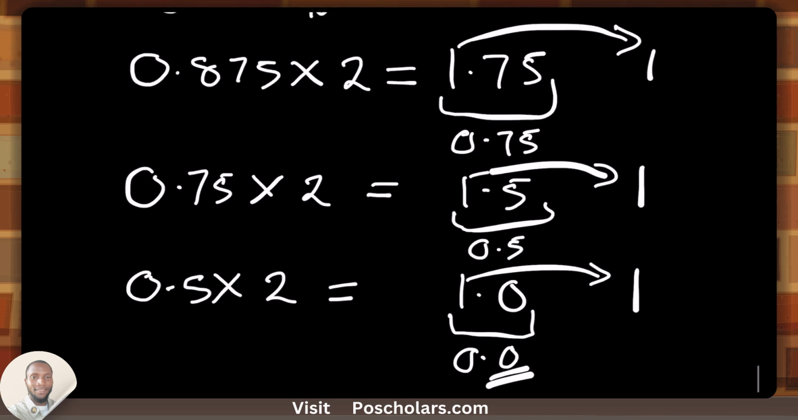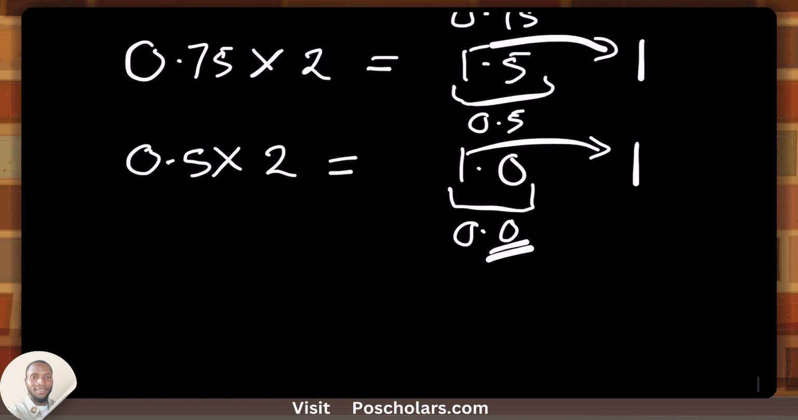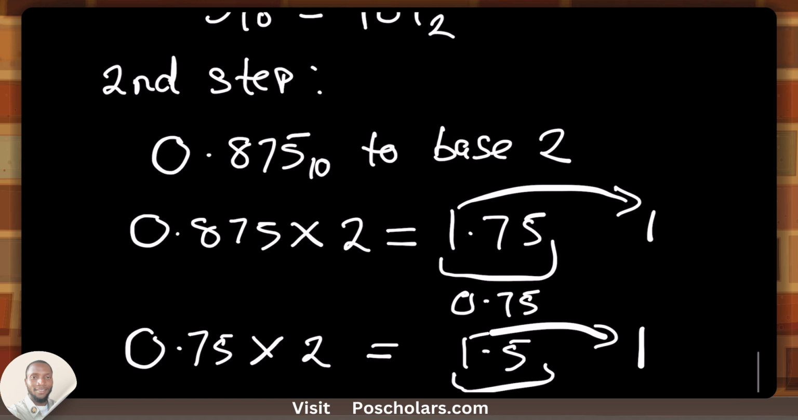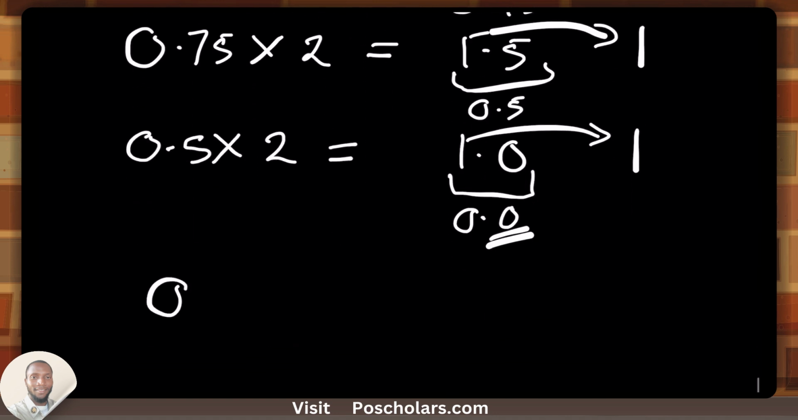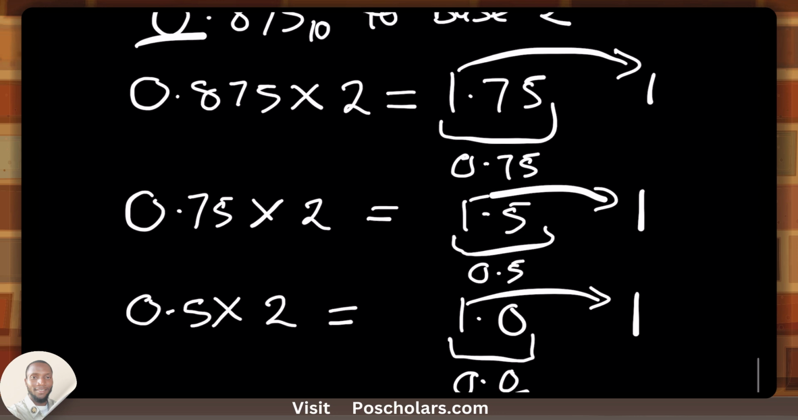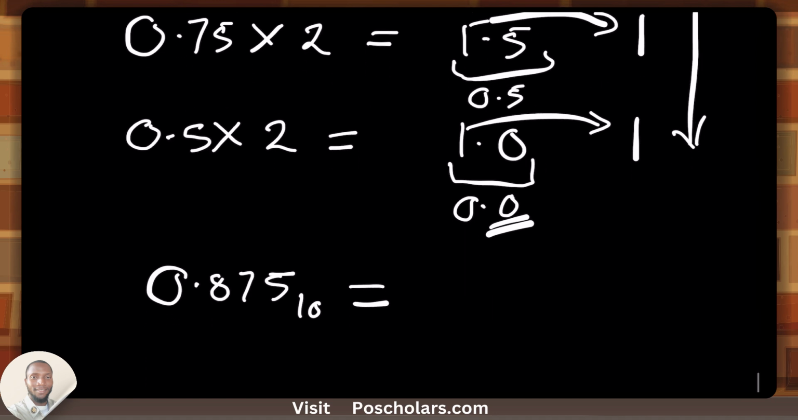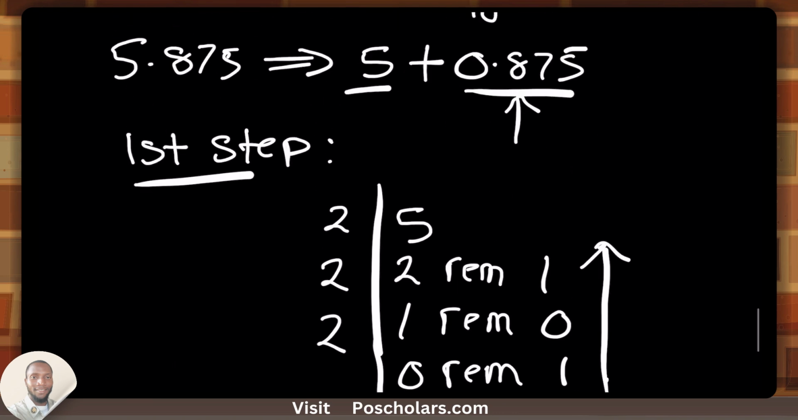So it's now 0. How do you present your answer? You present your answer by saying, what's the major question? Major question is this: 0.875 base 10 is equal to, now you write out the digits from top to bottom, 111. That's 0.111 base 2.